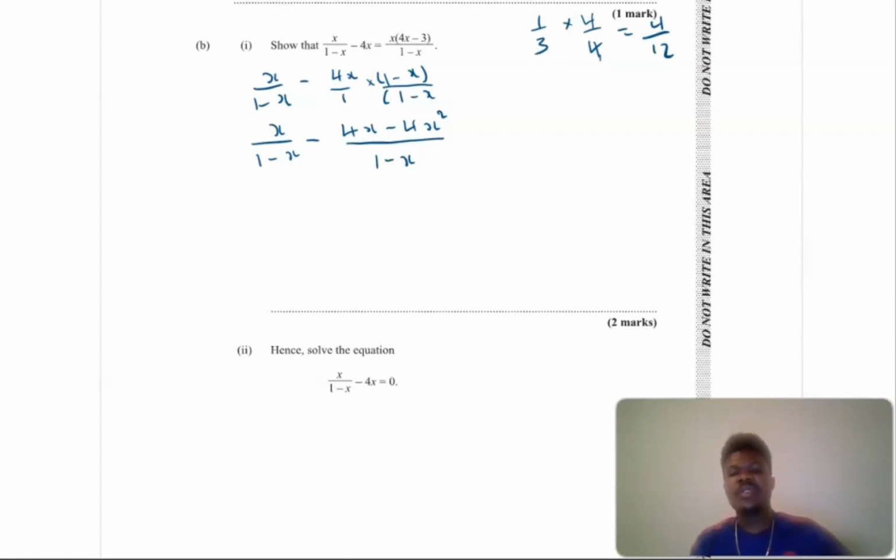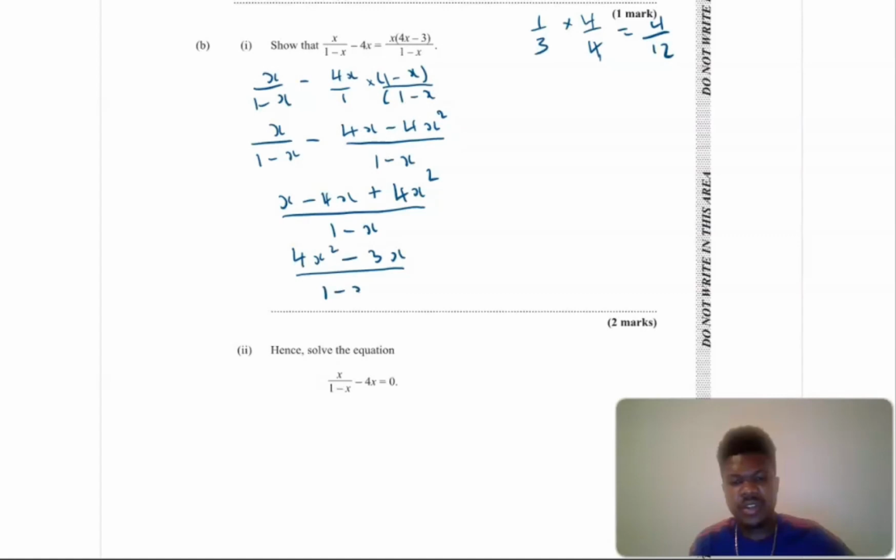Now the denominators are the same, so we can subtract numerators. So we're going to have x minus 4x, and minus negative 4x squared is going to be positive 4x squared, over 1 minus x. Simplify and put the one with the highest power first. It's going to be 4x squared. Let's write it a little better. 4x squared minus 3x over 1 minus x.